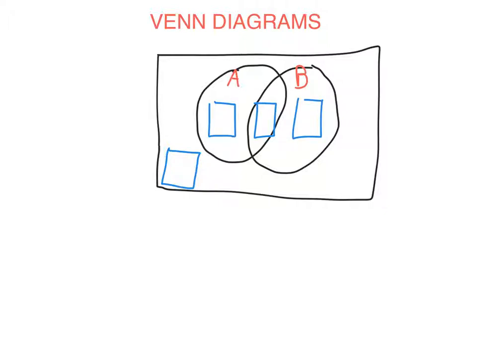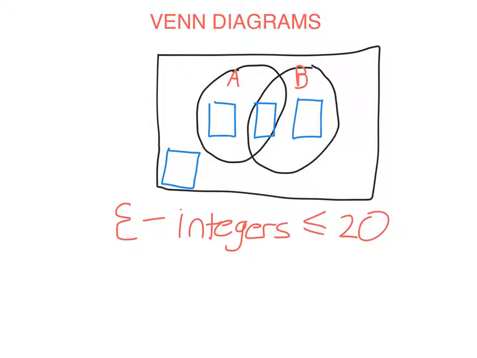So let's look at an example. Let's say that we're going to talk about all of the numbers less than 20. This Greek letter epsilon is actually telling us about our universe. It's telling us all of the objects that we're considering. So in this box, I'm going to place somewhere all of the integers less than or equal to 20, so the numbers 1 to 20, including 1 and 20. I'm going to put them somewhere in this diagram.